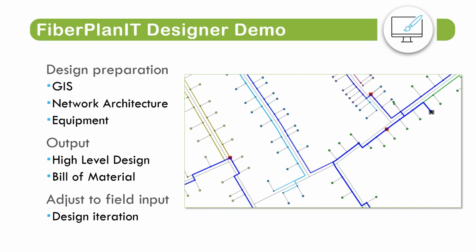Now let's take a look at a demonstration of the designer, in some more detail. So we'll look a bit at the design preparation, so the GIS data that's loaded, configuring the architecture, setting the equipment that can be used. Also take a look at the output that is being generated by the tool, and then also indicate how you can adjust this to field input and iterate your design.